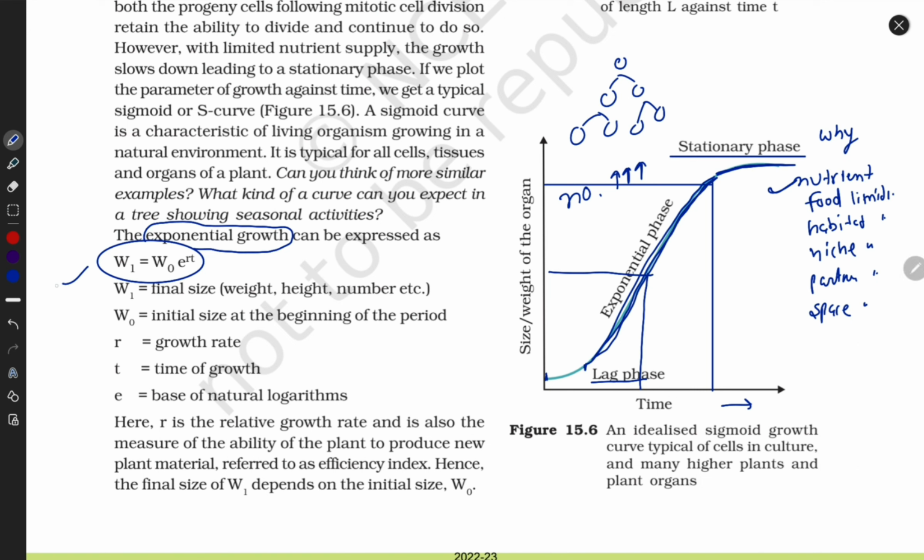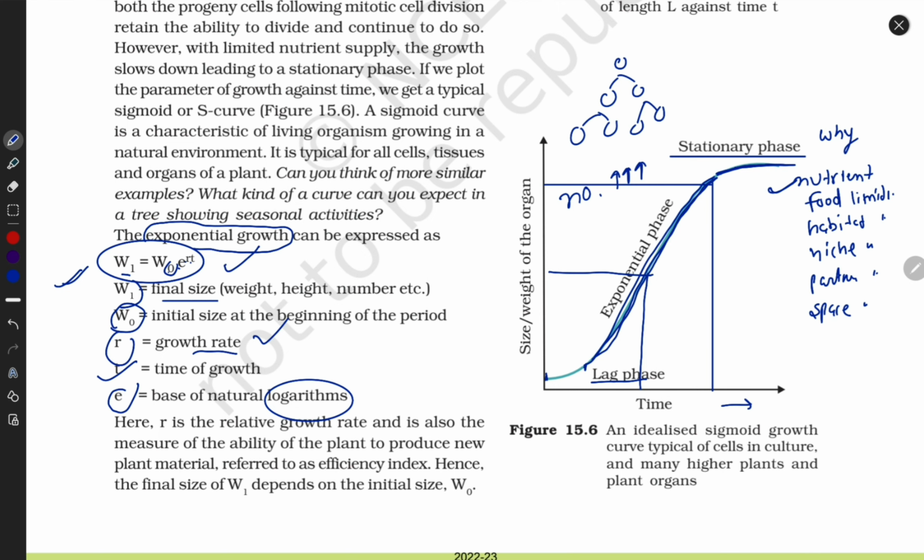So this is the formula of exponential growth. W1 = W0 e to the power rt. What is W1? This is the final size, which is equal to W0, the initial size. What is e? This is the logarithmic value. And what is t? t is the time of growth. And what is r? r is the growth rate.